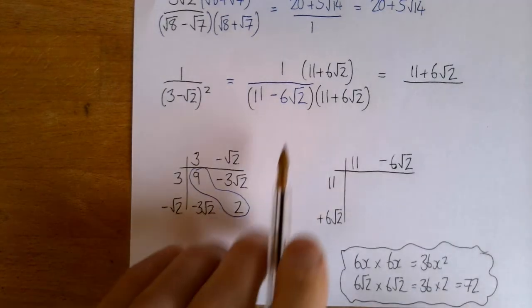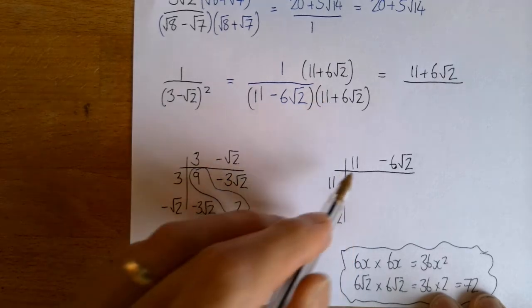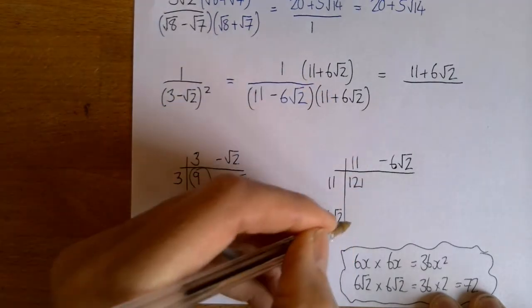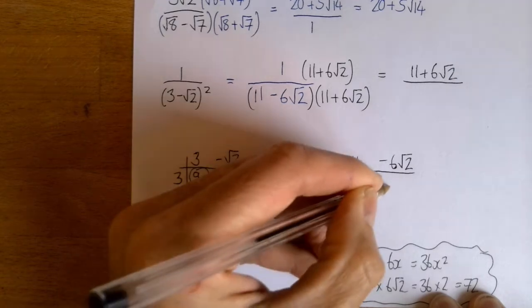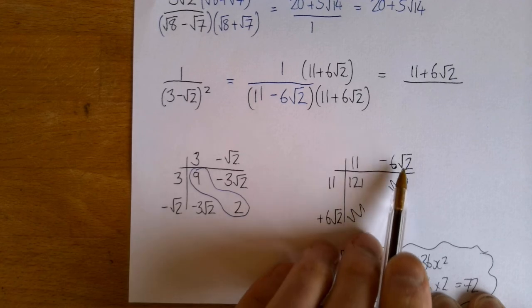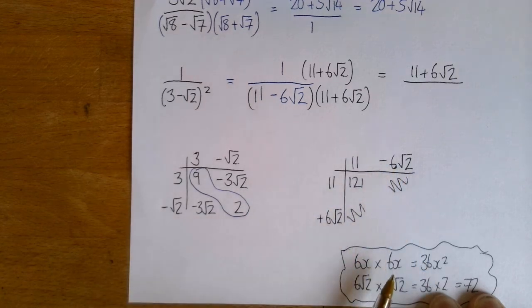Okay, I don't underestimate how fiddly this is, multiplying out this denominator. So 11 times 11, that's 121. I'm going to be lazy, and I already know that those two are going to cancel out, so I'm not even going to bother working them out. So what I've got here is minus 6 root 2 times 6 root 2.